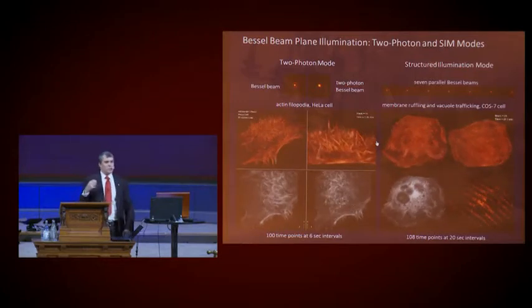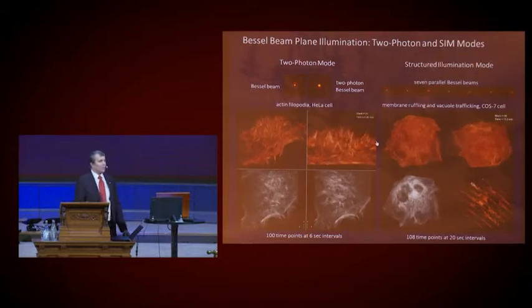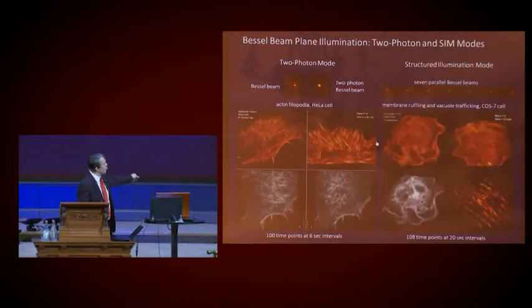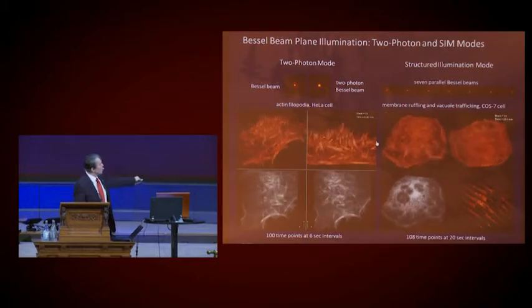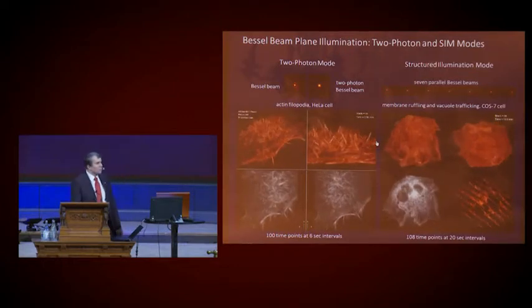The first is to use something called two-photon excitation, where only the most intense light creates fluorescence. And so then the center beam dominates, and in this case, we're able to very quickly scan volumes of filopodia on a HeLa cell to look at the dynamics of those structures.